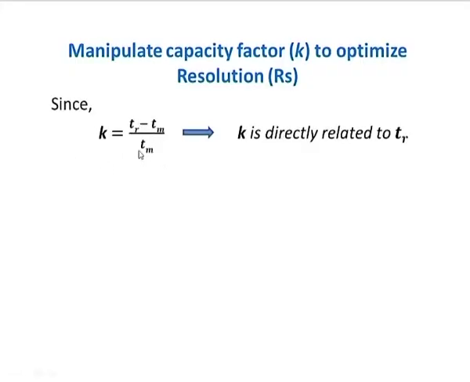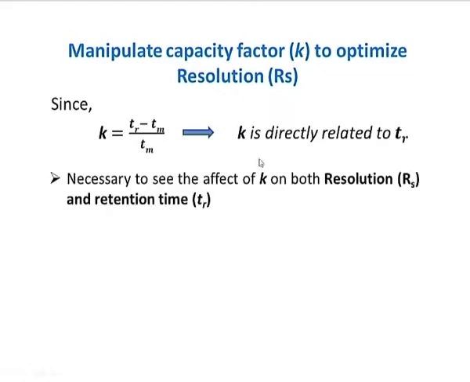Let us try to first manipulate capacity factor K to optimize resolution. Now, we know that capacity factor is equal to (Tr minus Tm) upon Tm. It means that your K is related to resolution, which we know from the previous equation, right. But this equation also tells you that K is directly related to your Tr, which is your retention time.